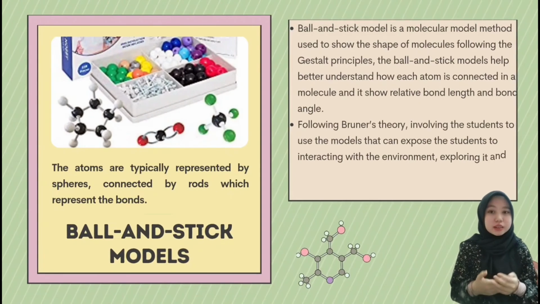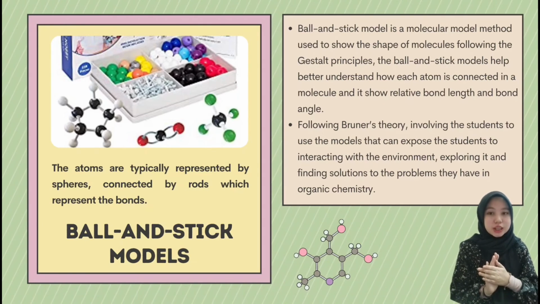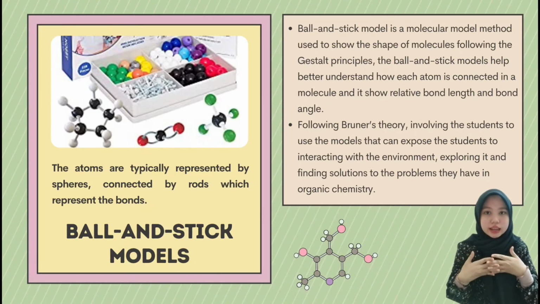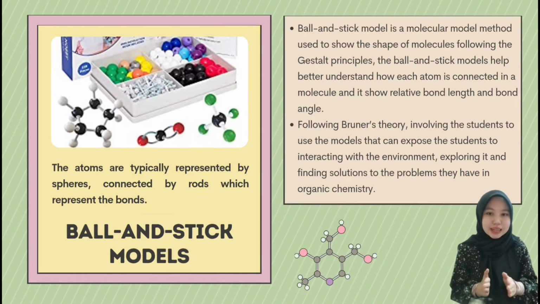Now let's take a look at the ball and stick model applications. These models are used to show the shape of molecules following the Gestalt principle. The ball and stick model helps better understand how each atom is connected in a molecule, and each shows relative bond length and bond angle. The atoms are typically represented by spheres connected by rods, which represent the bonds. According to Bruner, involving the students in using models can expose them to interacting with the environment, exploring it, and finding solutions to the problems they have in organic chemistry.